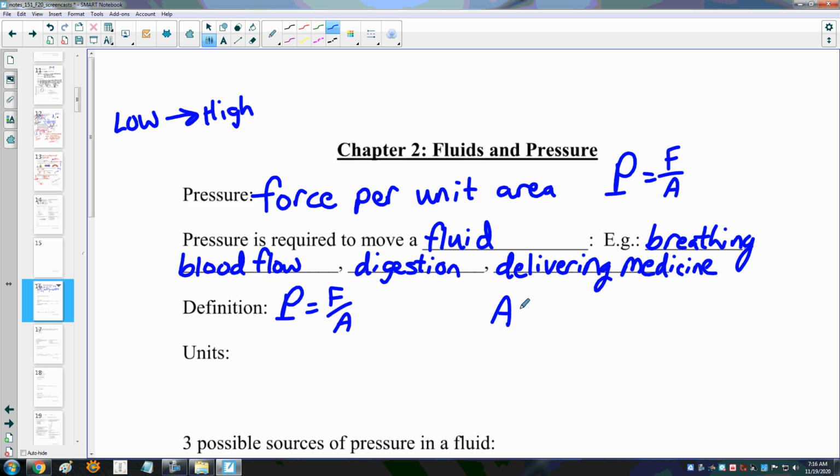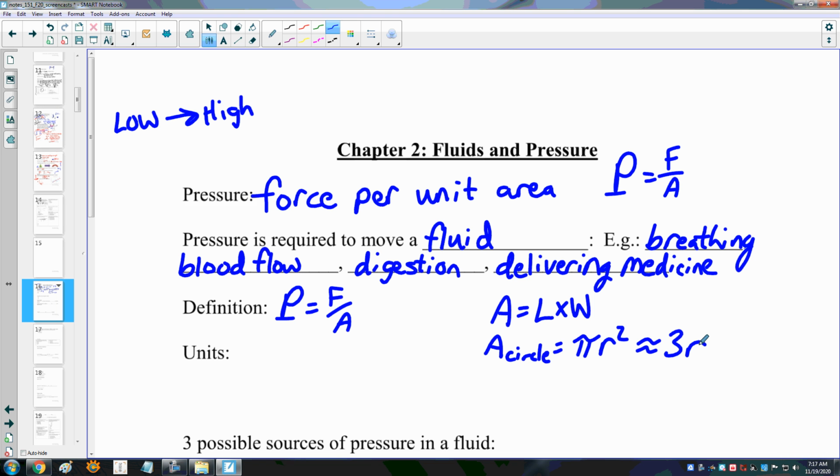As I said, the definition is P equals F over A. Area, just as a general rule, is length times width. The area for a circle, a little bit different, is going to be pi times the radius squared. Or, if you're doing this on a test, you could just say that this is 3r squared, because pi is approximately equal to 3.